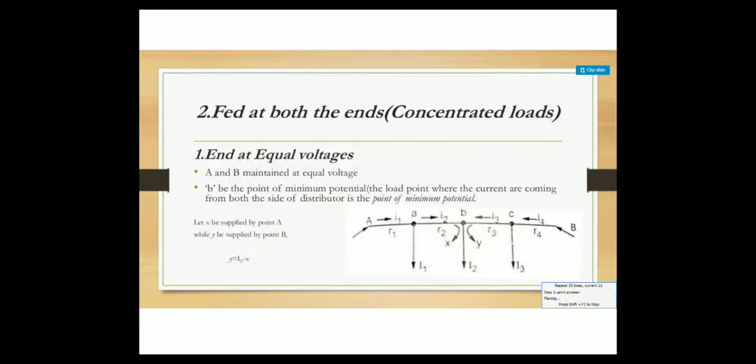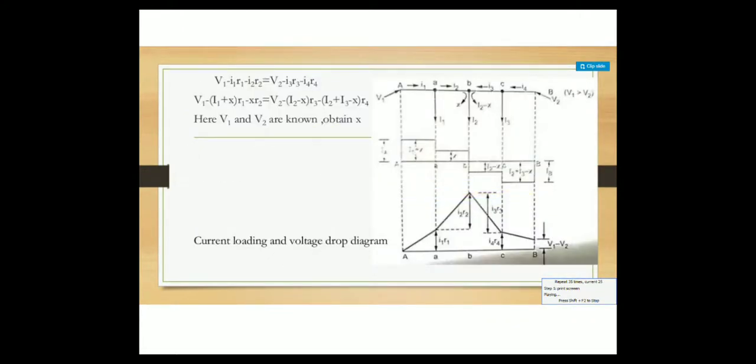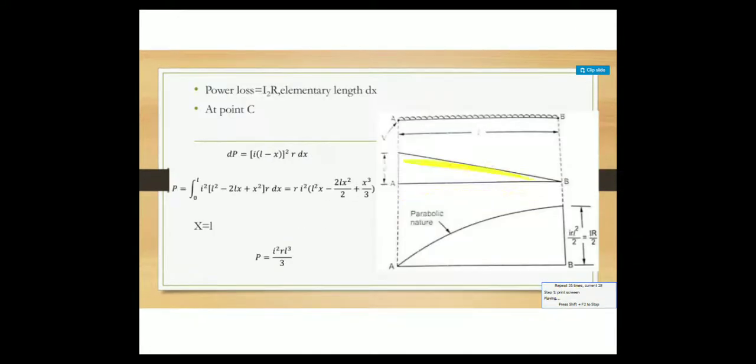I am going to show you the layout of that. This is the distributor fed at both the ends, where the supply is given to point A and also point B. I1, I2 and I3, which are moving towards the downside, represent the loads. And I4 represents the current flowing in those branches. DC distributors, this is nothing but uniformly distributed load.